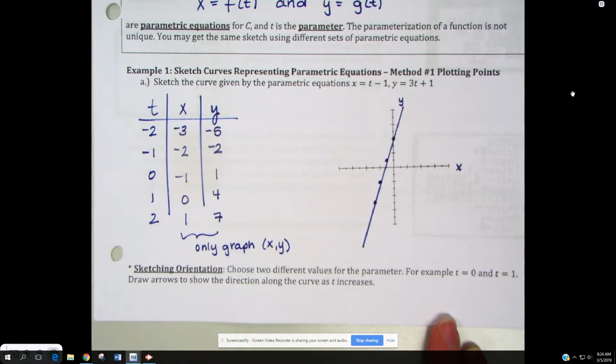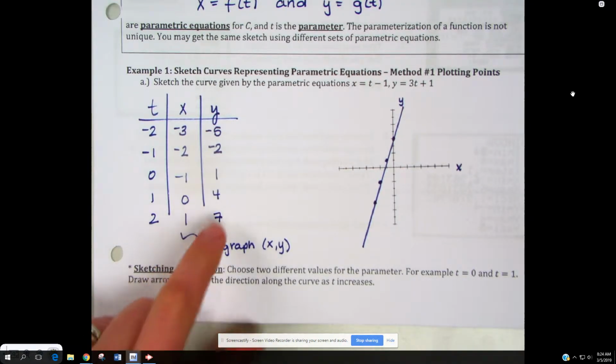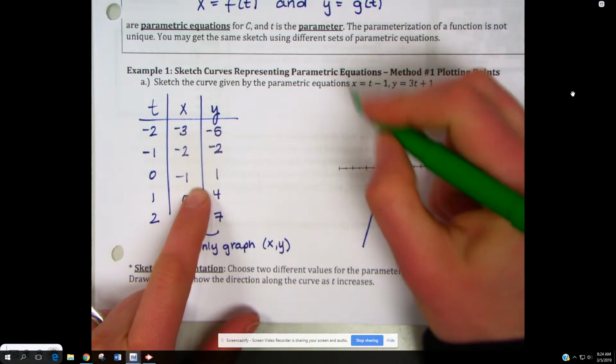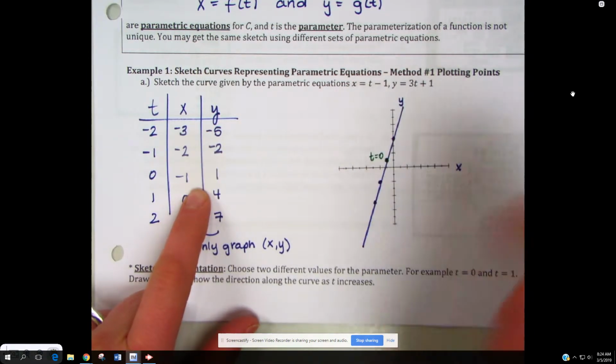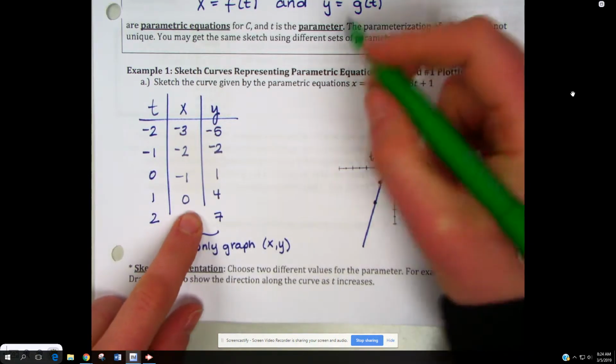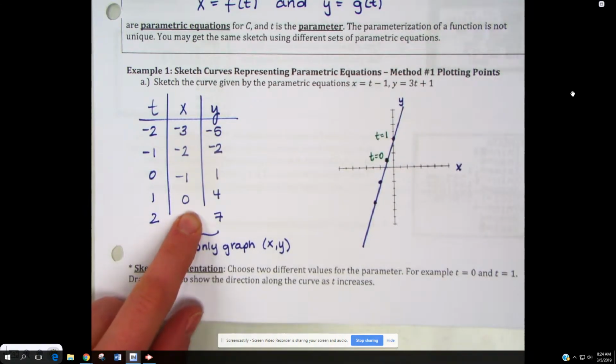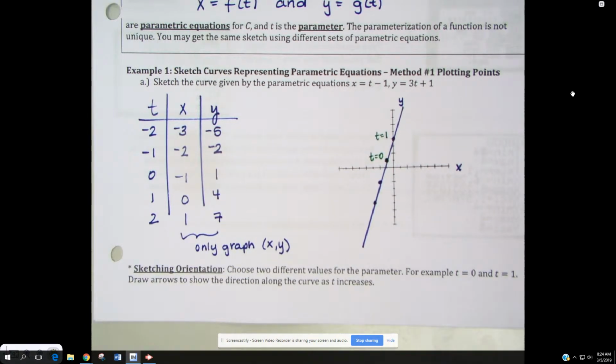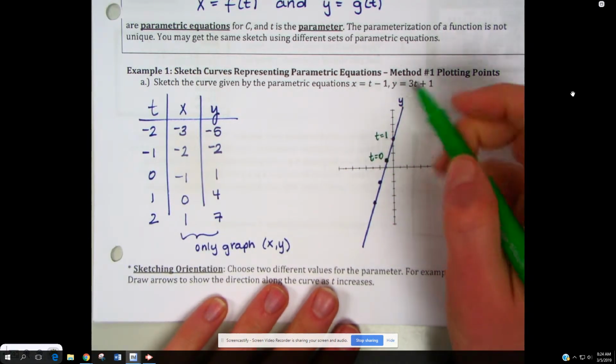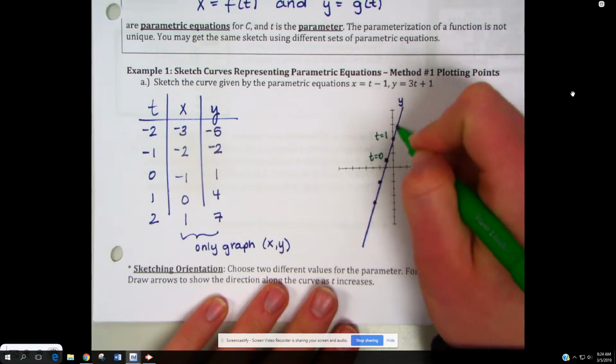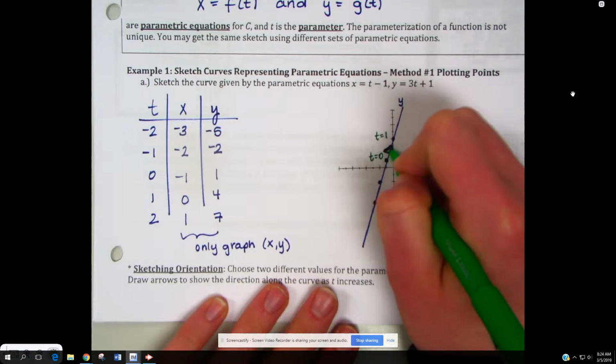We're going to choose 2 different values for the parameter. So for example, 0 and 1. And we would draw arrows to show the direction that the curve moves as T increases. So let me grab a different color here and we'll do some labeling. When T was 0, I obtained this point right here. And as T increased to 1, I moved to this point right here. So I can say that the behavior of this graph is moving from left to right. As T increases, I am moving in that direction.